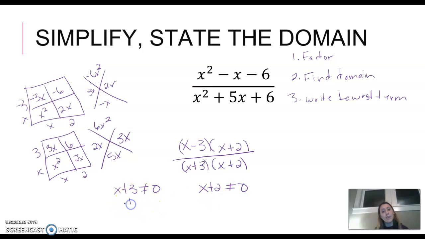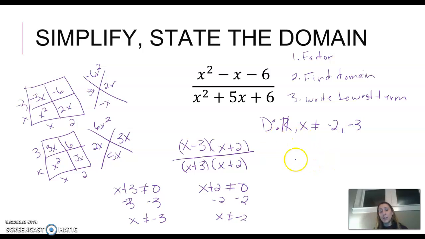So then I have to subtract 3 from both sides, and I get x is not equal to negative 3. And then I subtract 2 from both sides, and I get x is not equal to negative 2. Now in your homework, and when I taught you in class, I said domain is all real numbers such that x does not equal negative 2 or negative 3. So we could do that.